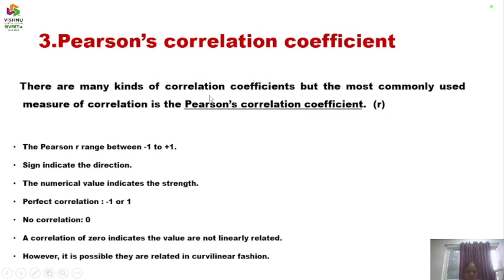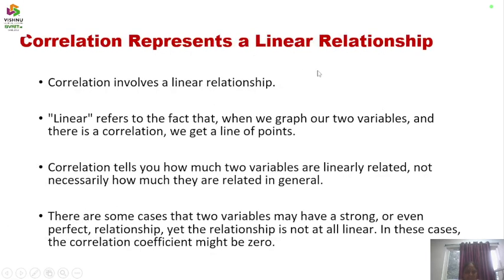Now in the same part we can see linear relationships also. Correlation involves linear relationships, so that's the main thing. The linear refers to the fact that when we graph our two variables and there is correlation, we get a line of points, and the correlation tells how much the two variables are linearly related. You can see that here.